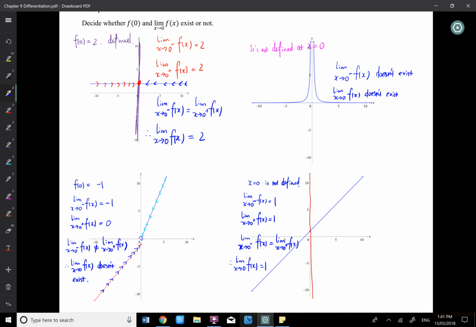It can be both defined and limit exists, can be both not existing, and can be one exists and the other does not. So there's no influence between each other. We need to decide that separately, and better from a graph.